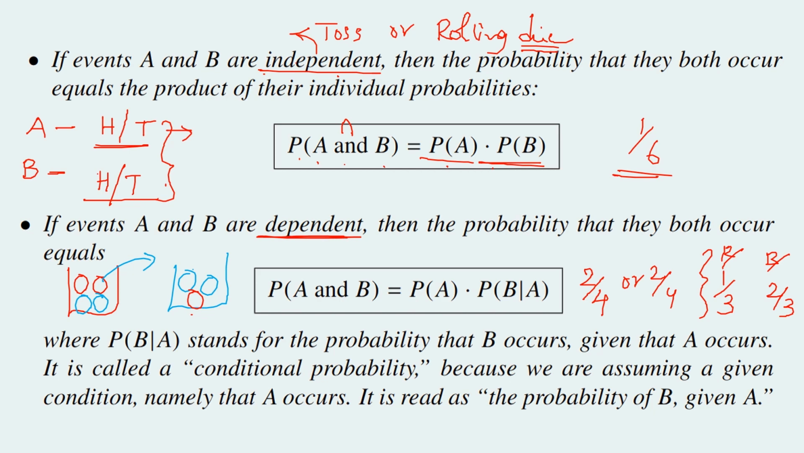For those events, the probability of A intersection B is given as probability of A times probability of B given A. This is read as the probability of B given A. It is called conditional probability, and it means what is the probability of getting B when it is given that the event A has already occurred. So what is the probability of getting B when A has occurred? This is called conditional probability.